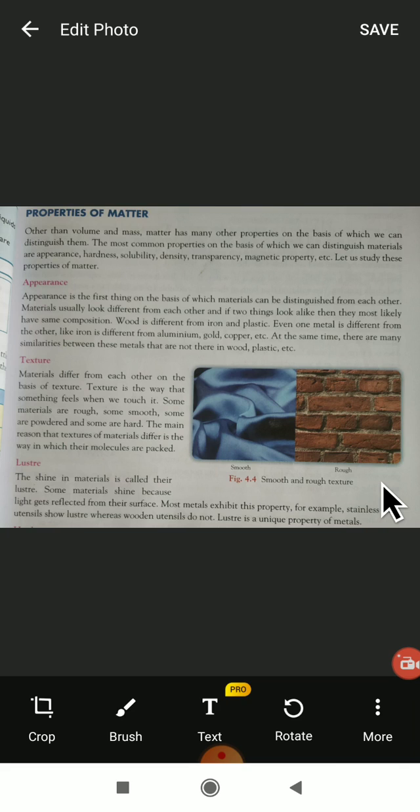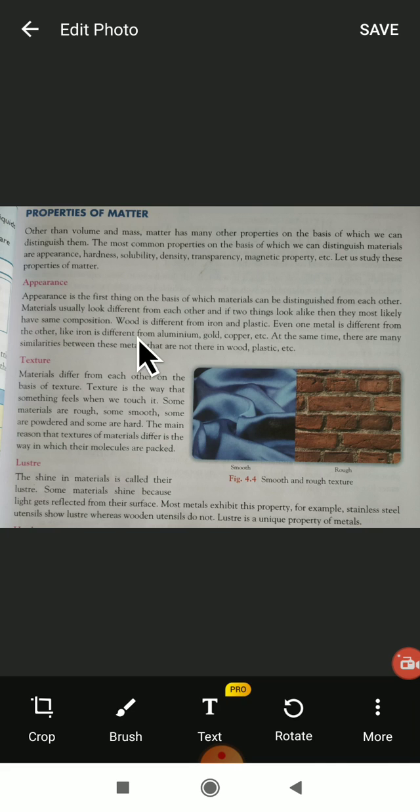The most common properties on the basis of which we can distinguish materials are appearance, that is, how the matter appears. Next one is hardness. You know the meaning of hardness, how hard the substance or object is. Next solubility, density, transparency, magnetic property, etc. One by one we will study them now.